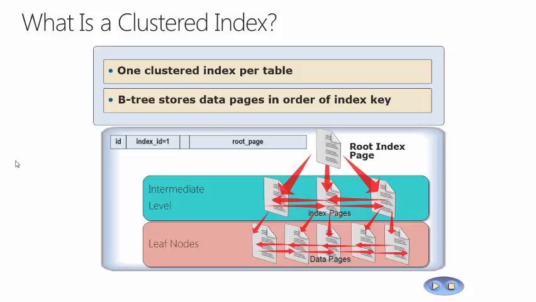You can also see the intermediate pages having a forward as well as a backward pointer so that they could actually navigate between each other. And you'll see the same concept happening to the leaf pages, where all the leaf pages are linked. Now that's a clustered index for you.